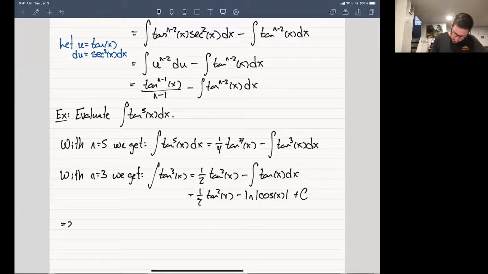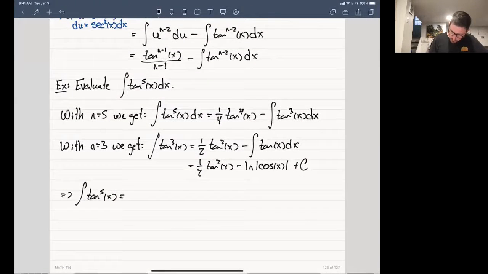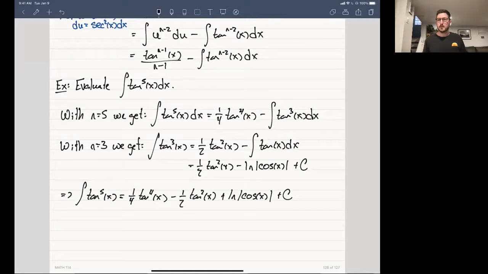So put this all together. This tells me that the integral of tan to the 5 of x is equal to 1 over 4 tan to the 4 of x, now minus the integral of tan cubed, but we just found what that is. So minus 1/2 tan squared of x, and then plus ln of cos of x plus c. That's pretty cool, right? I use this analogy a lot, but it's the Russian dolls, right? We are slowly moving to something smaller and simpler by using these reduction formulas.